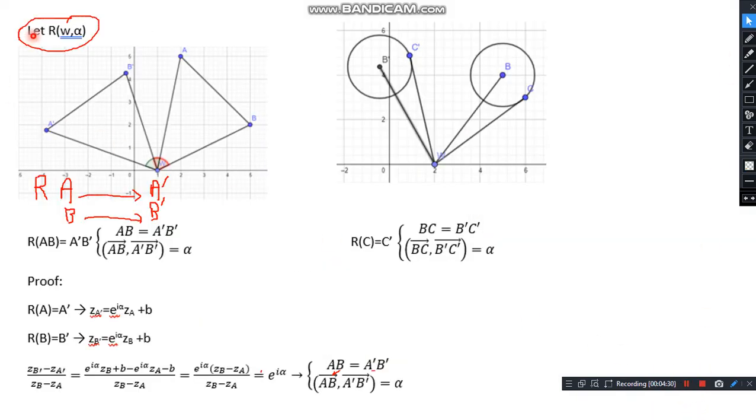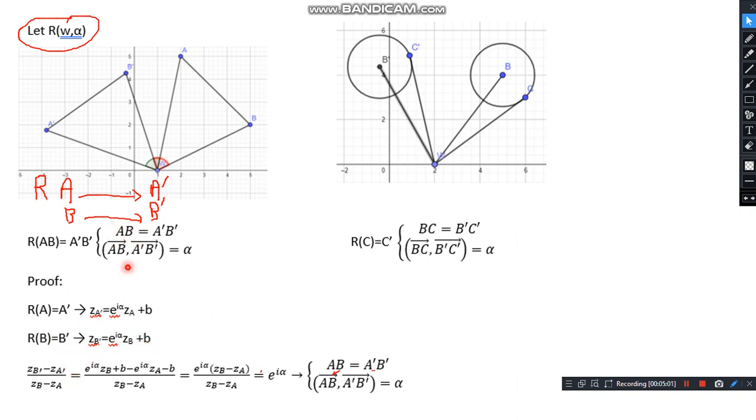Now suppose we have a rotation of center W and angle alpha that will take A to A prime and B to B prime. We need to show that the rotation of the line AB will be A prime B prime, such that AB equals A prime B prime and the angle between AB and A prime B prime equals alpha. Since R of A equals A prime, Z A prime equals e^(i alpha) Z A plus b. And R of B equals B prime, so Z B prime equals e^(i alpha) Z B plus b.